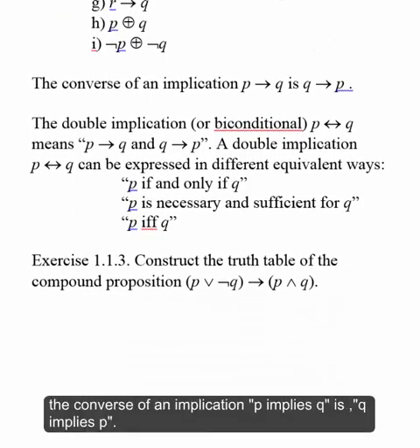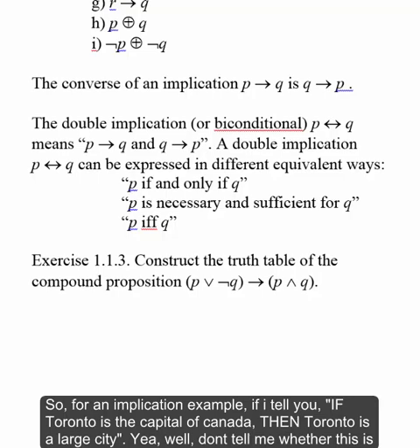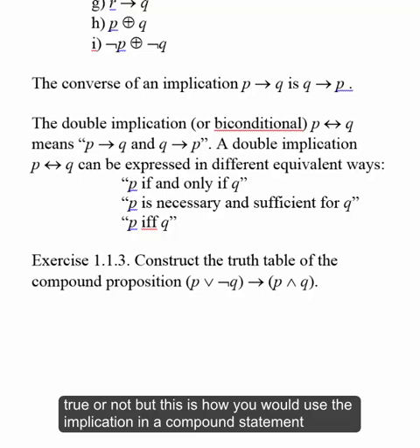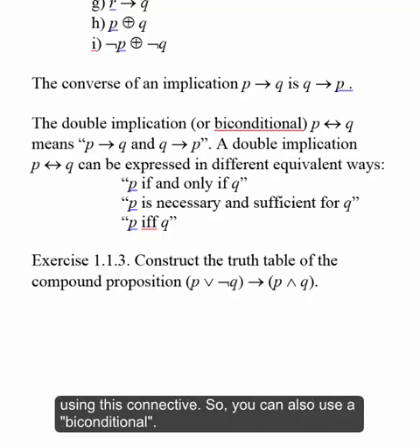So the converse of an implication, P implies Q, is Q implies P. For an implication example, if I tell you, if Toronto is the capital of Canada, then Toronto is a large city. Well, don't tell me whether this is true or not, but this is how you would use the implication in a compound statement using this connective.